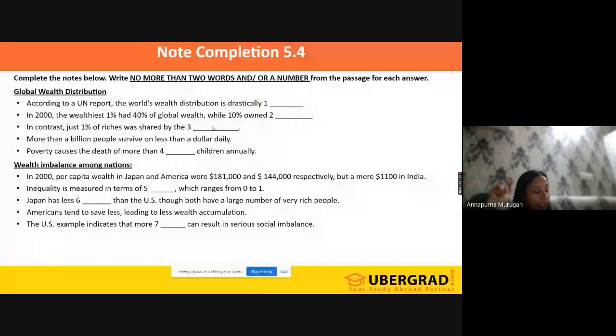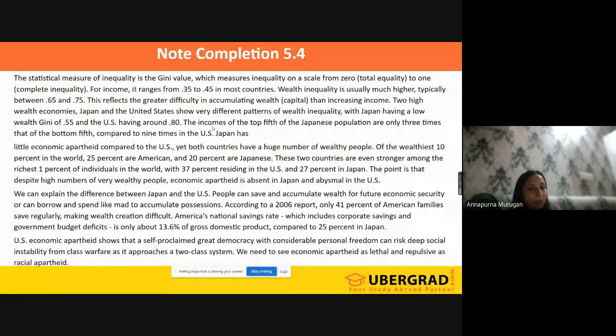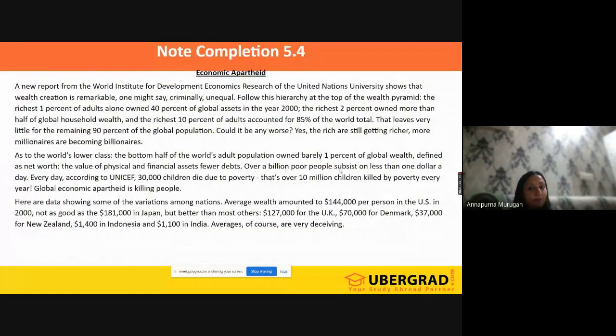Now see, Vasha and all, you got a little confused. Sai and all, why? Because you took lower class. But in the lower class, the bottom half is getting 1% of riches. Let me take you here. See properly. As to the world's lower class, they have given a hyphen: the bottom half of the world's adult population. Who is getting? The bottom half of the world's adult population owns barely 1% of global wealth.